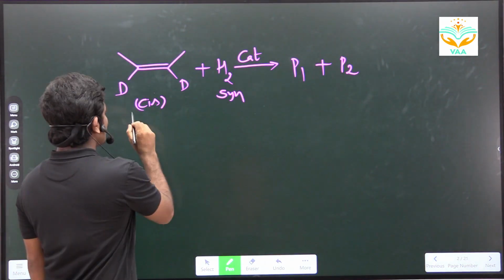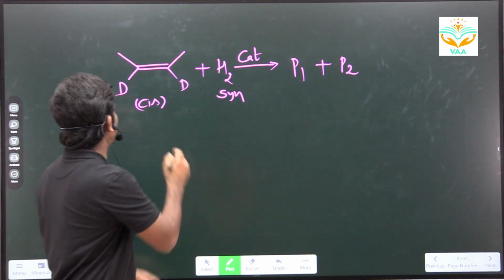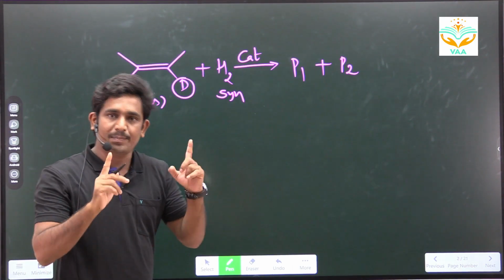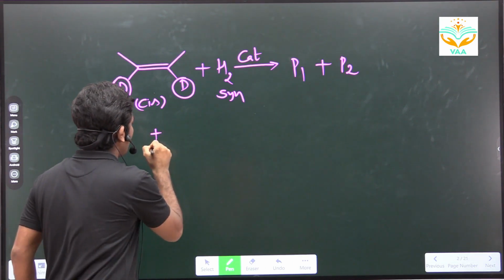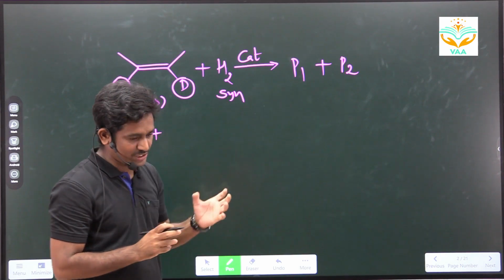Right? Look at here. So what is the place? If the atoms are on the same side, if this deuterium and this deuterium are on the same side, take plus sign. Okay? Syn addition. For syn addition, take plus sign. What is syn addition first of all?